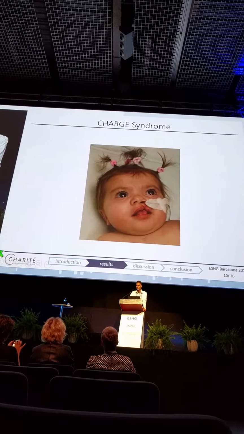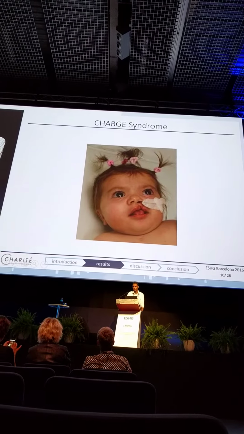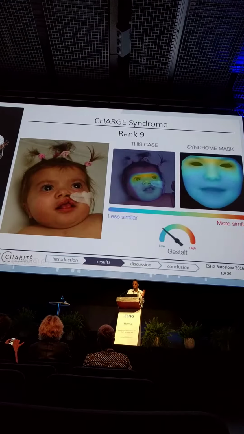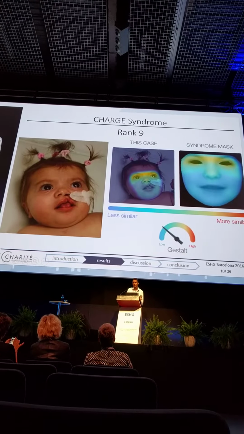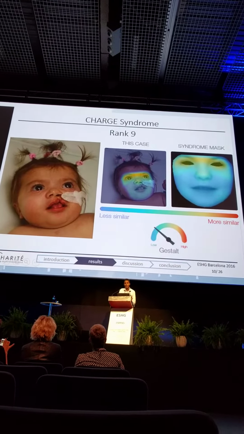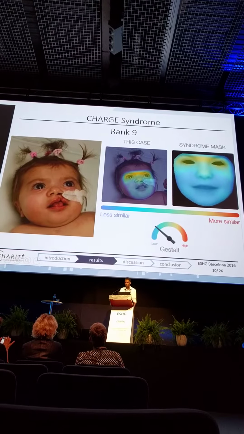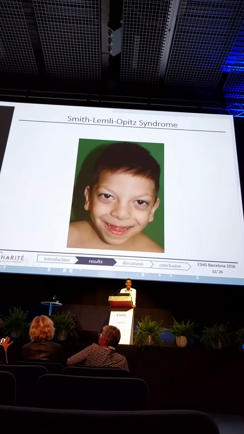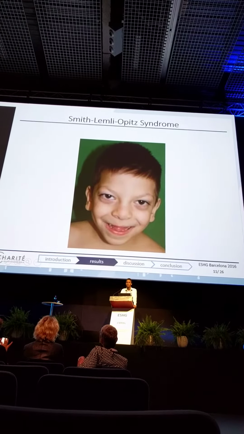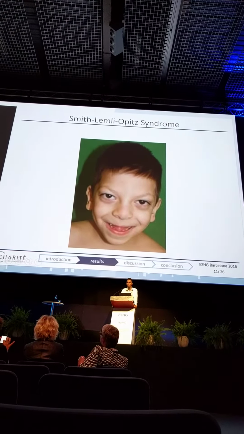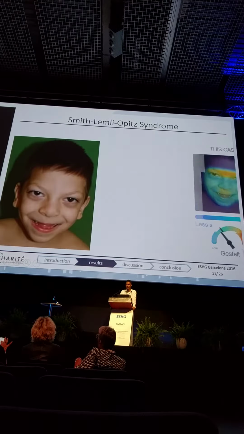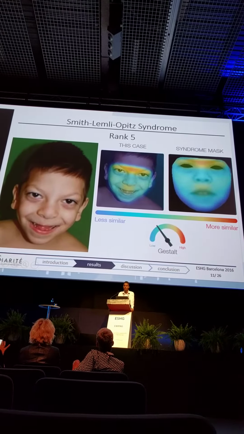We also tested whether the algorithm works for younger patients, and we uploaded this patient who has George syndrome, and there we saw that the algorithm is not always getting the correct diagnosis on rank 1, but however, the correct diagnosis was seen on rank 9. This is a particularly interesting patient because he has Smith-Lemli-Opitz syndrome, and some clinicians would doubt that there is a typical Gestalt for that syndrome. However, the correct diagnosis was seen on rank 5.